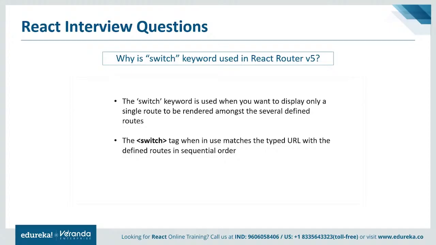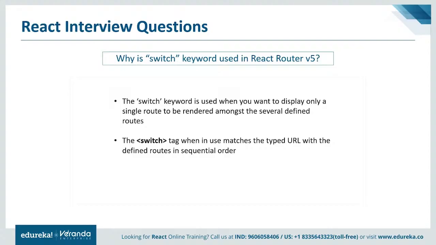Now the next question is, why is the switch keyword used in React router v5 or version 5? Although a div tag is used to encapsulate multiple routes inside the router, the switch keyword is used when we want to display only a single route to be rendered amongst the several defined routes. The switch tag, when in use, matches the typed URL with the defined routes in sequential order. When the first match is found, it renders the specified value, thereby bypassing the remaining routes.